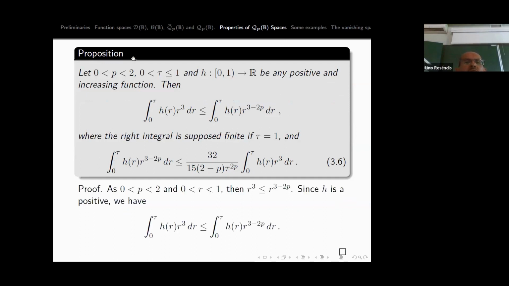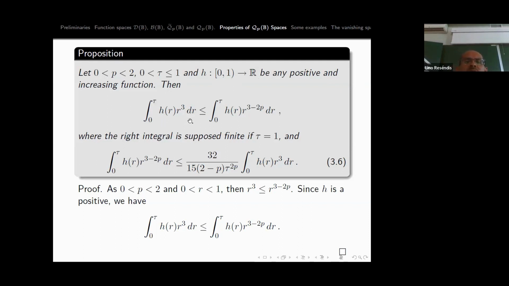We consider p only between 0 and 2, and we consider some fixed number tau between 0 and 1, and we consider some positive real function defined in this interval, but this function is increasing.